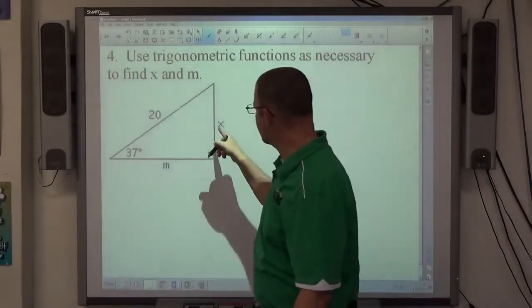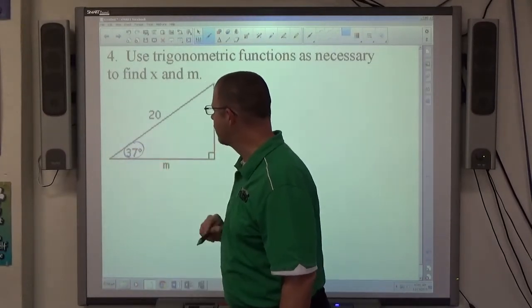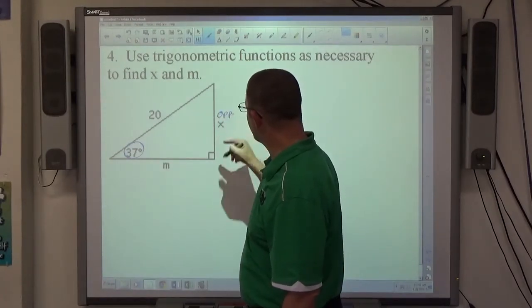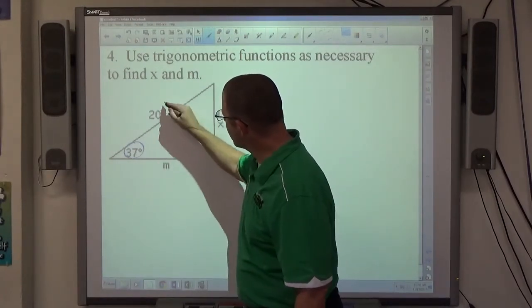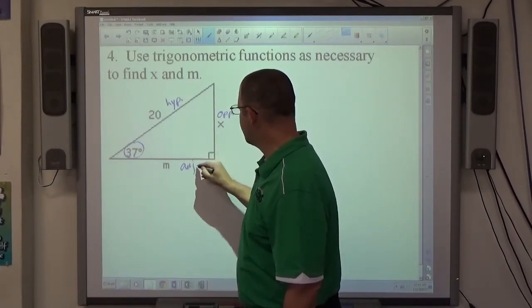And you can see here that x is this side, m is that side. We got a 37-degree angle given to us. So if I use that acute angle, x is the opposite side of that angle. The right angle's here, 20 is opposite that, which makes that the hypotenuse, which makes m the adjacent side.